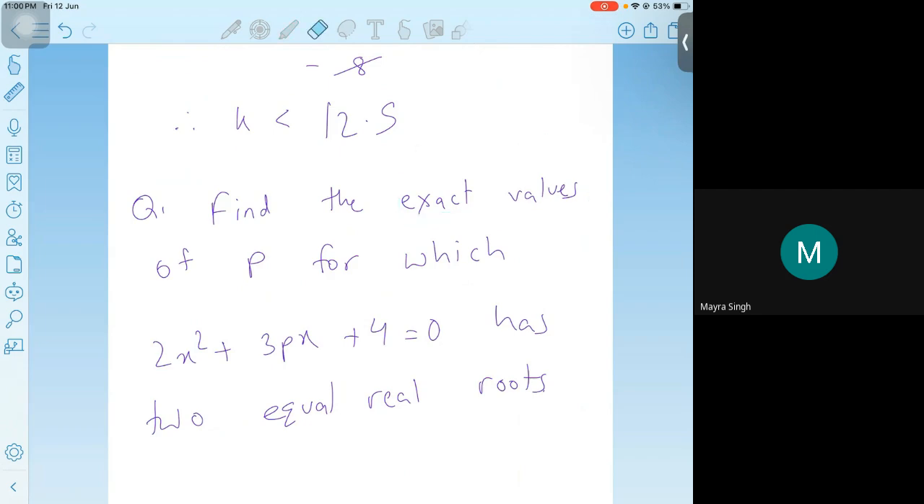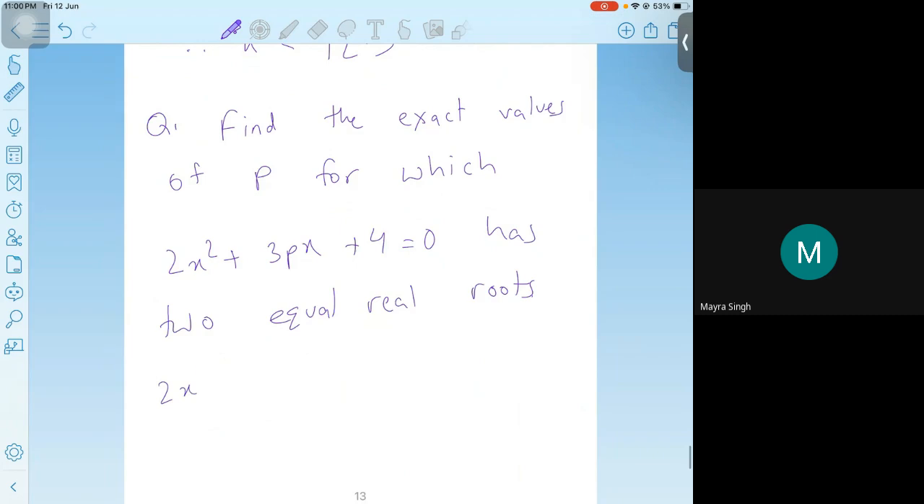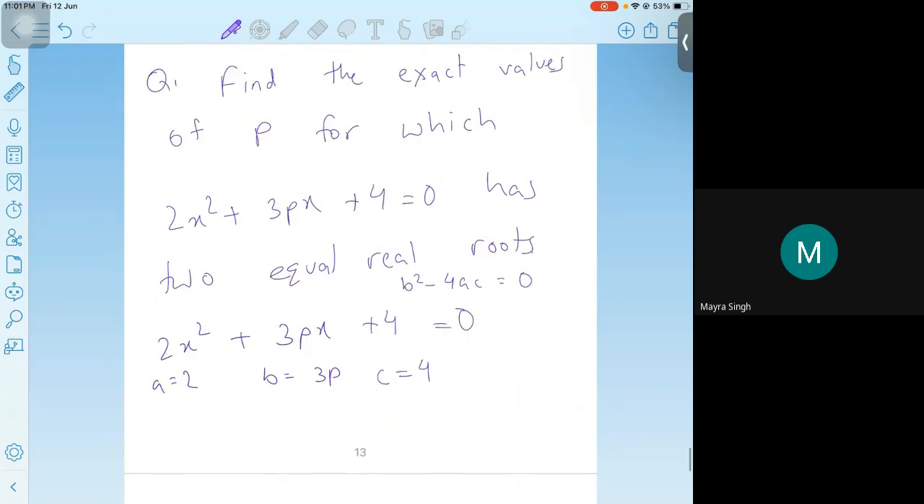Obviously no one's going to stop you in the exam hall because no one's going to check whether you're using a calculator for the question, but you should only use the calculator for checking your answer, and your workout must be very precise. Okay, so let's see. Our equation is 2x squared plus 3px plus 4 equals 0, where a is equal to 2, b is equal to 3p, and c is equal to positive 4. And the question says that it has two equal real roots. So that means b squared minus 4ac has to be equal to 0. Any questions so far?